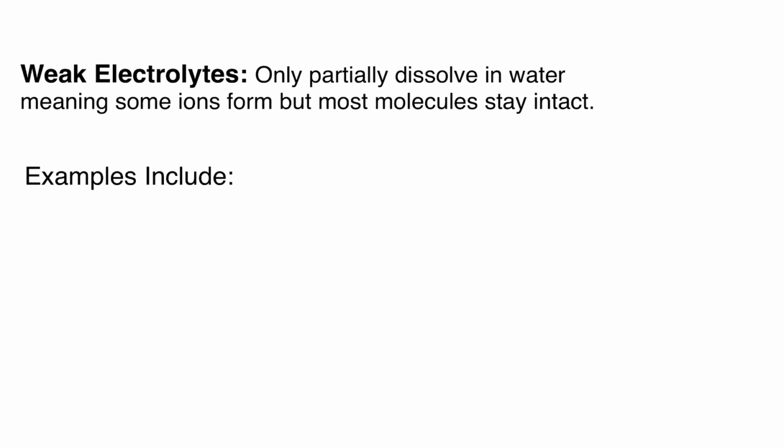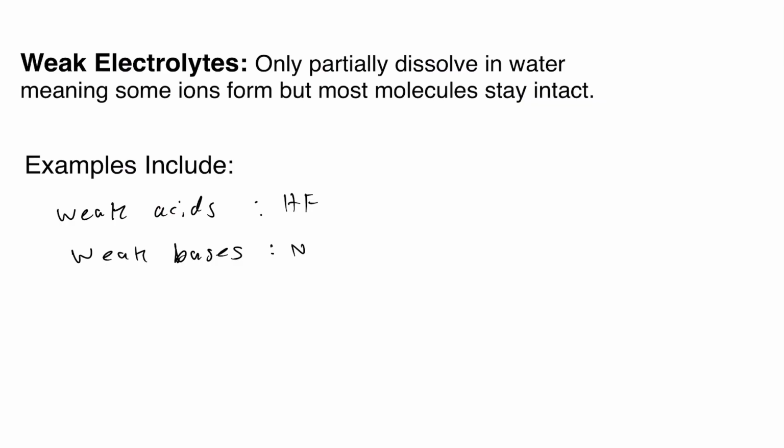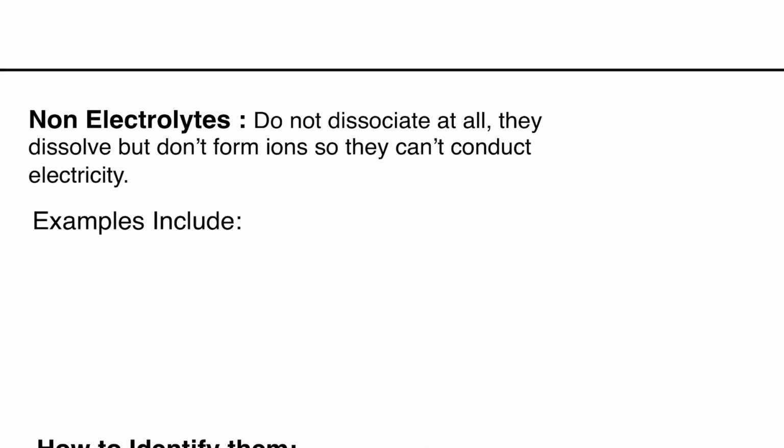Now let's go over weak electrolytes. Weak electrolytes only partially dissociate in water. That means some ions form, but most molecules stay intact. Examples of this could be weak acids and weak bases. An example of a weak acid could be hydrofluoric acid, and an example of a weak base could be ammonia, NH3. So that's weak bases.